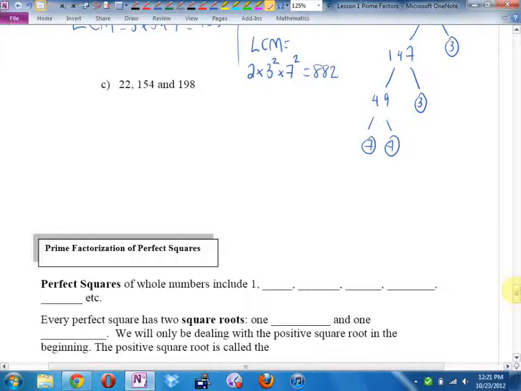22, 50, 154, and 190. Okay. 22, I think I can do the prime factorization of that in my head without showing any work. 22 is what times what? That's 2 times 11.